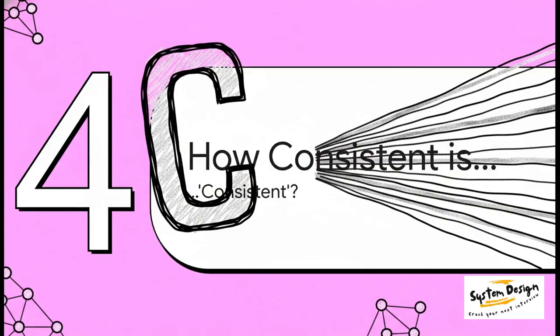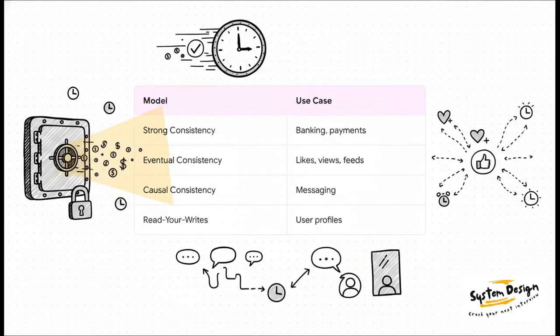It turns out consistency isn't just a simple switch you flip on or off. Nope, it's actually a whole spectrum of choices. And you guessed it, each one comes with its own set of trade-offs. And this is such a perfect way to illustrate the point.